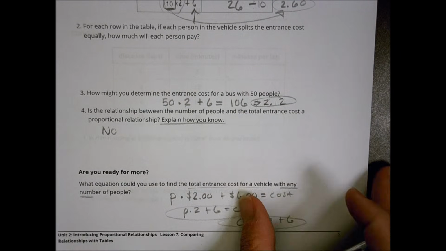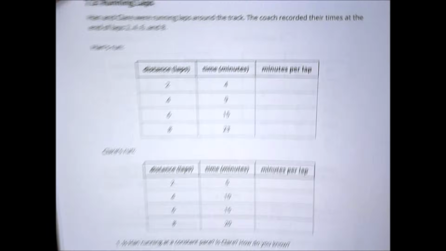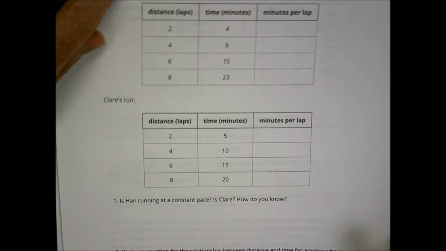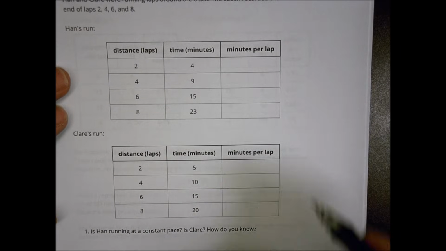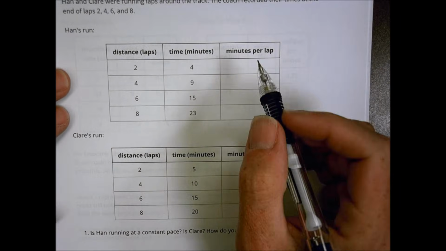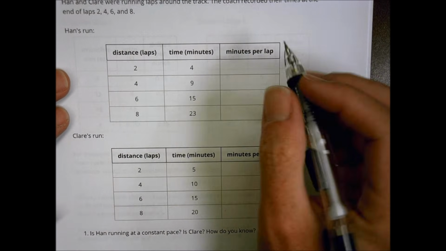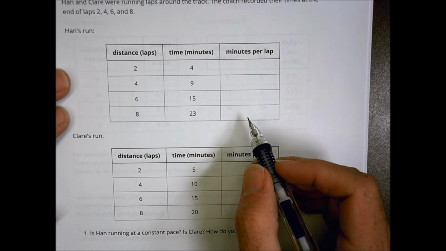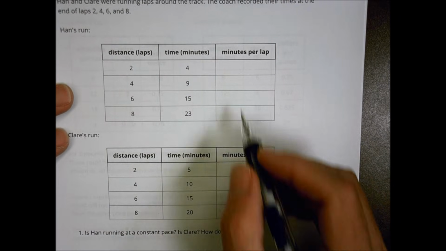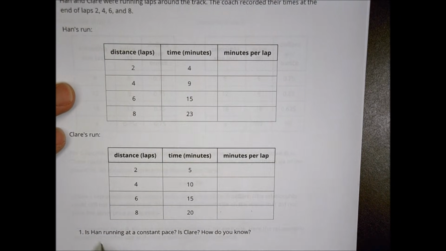Okay. The next activity was on running laps, and it says that two kids, Han and Claire, are running laps around the track. The coach recorded their times at the ends of laps 2, 4, 6, and 8. Okay, 2, 4, 6, and 8, and then we want to complete the chart here. The first question says, is Han running at a constant pace? Is Claire? How do you know?